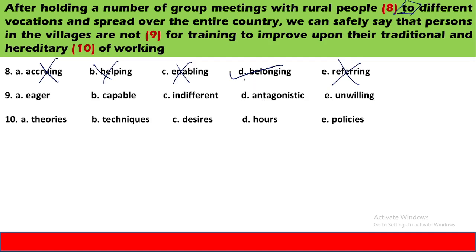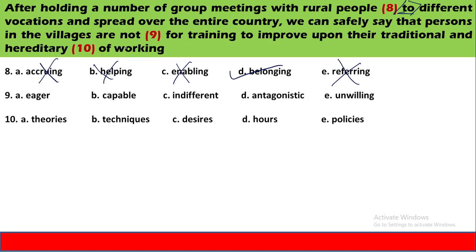So let's read it again. Belonging to different vocations and spread over the entire country, we can safely say that persons in the village are not willing or not eager or not ready for training to improve upon their traditional and hereditary method of working. These are the words that come to my mind.